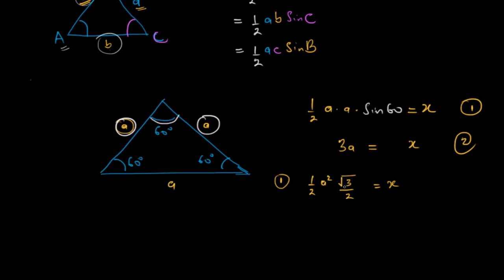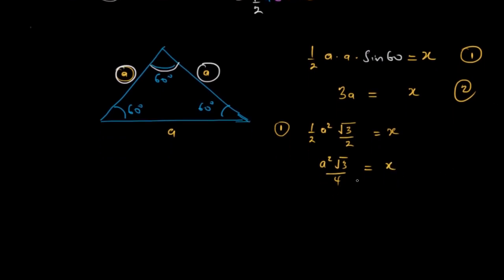Now from here I can find my a. So a squared times root 3 all over 4 equals x. I can just cross multiply, so you have a squared equals 4 times x divided by root 3. So this is my a squared.